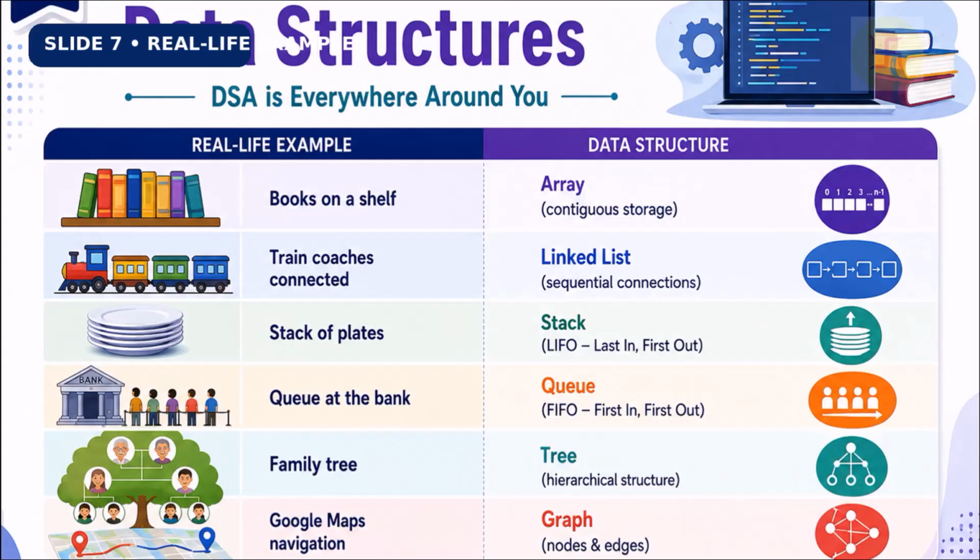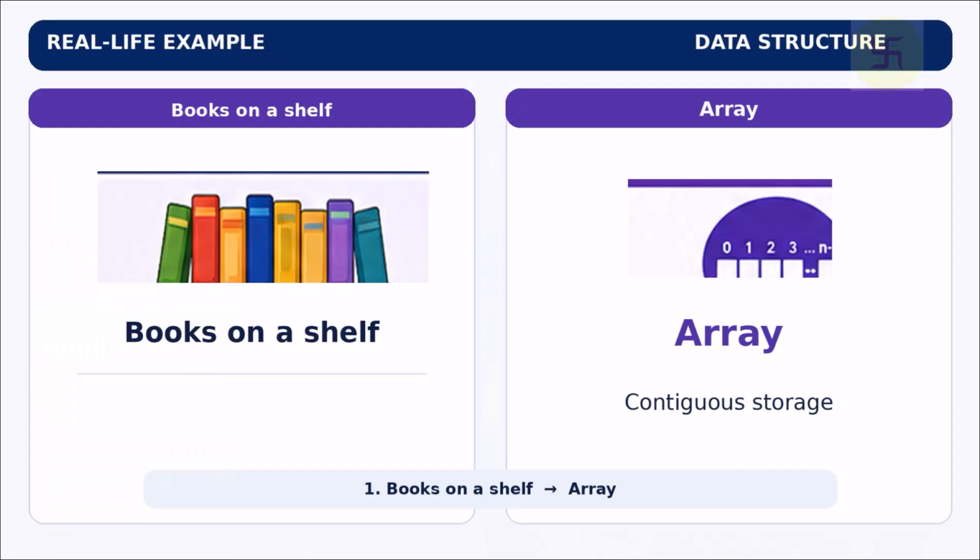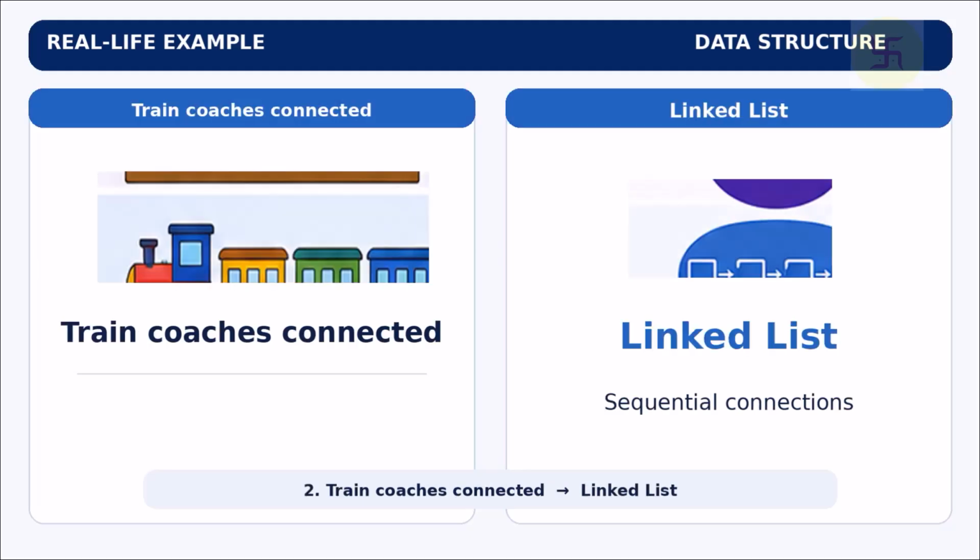Now let us make DSA even more interesting by connecting it with real life. Data structures are not just computer concepts. In fact, similar patterns can be seen all around us. For example, think of books organized on a shelf. This is similar to an array where elements are stored in an organized sequence. Now look at train coaches connected one after another. This is similar to a linked list where each element is connected to the next one.